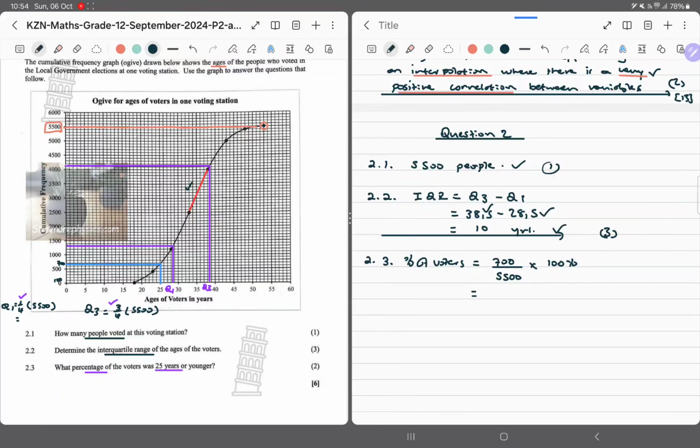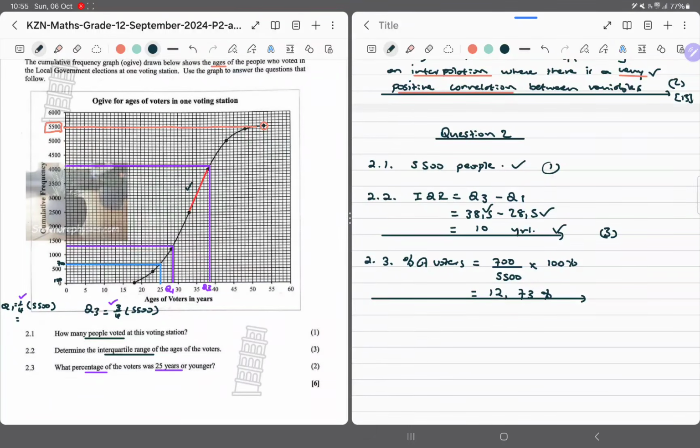So we have 700 divided by 5,500, multiply that by 100. It gives us 12.73% to 2 decimal places. Okay. Now remember, with questions like 2.2 and 2.3, there's usually a range of answers that you would get.